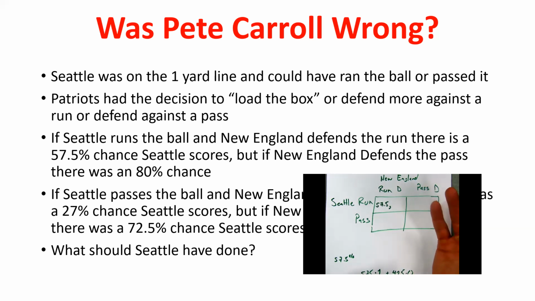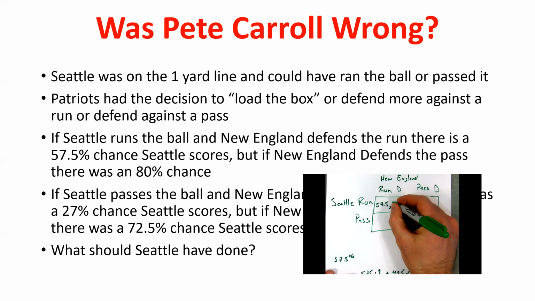It just has to be whatever gets me up to 100%, right? So 42.5. The next combination we have is if Seattle runs the ball, but New England defends the pass, there's an 80% chance they score. So they choose to run the ball, New England defends the pass, 80% chance Seattle scores, which means what's the percent chance that New England stops them and they end up winning the game? The remaining 20%. Then we can just go through the other combinations.